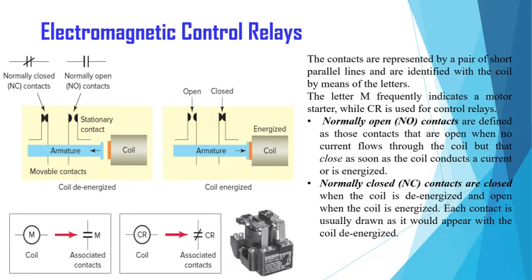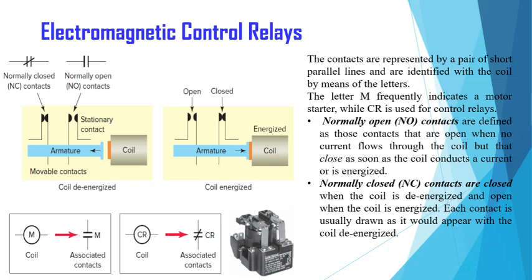Figure here shows the symbol for the electromagnetic control relays. Here, the contacts are represented by a pair of short parallel lines. There are two different symbols for the contacts, that is normally closed, NC, and normally open, that is NO contacts. The letter M frequently indicates the motor starter, while CR is used for the control relays.